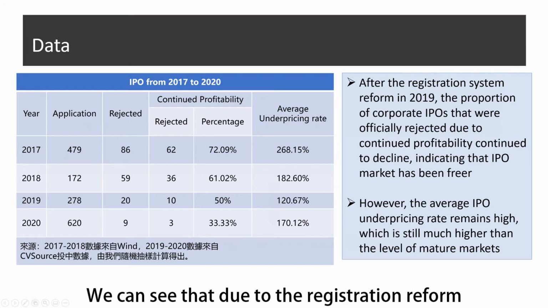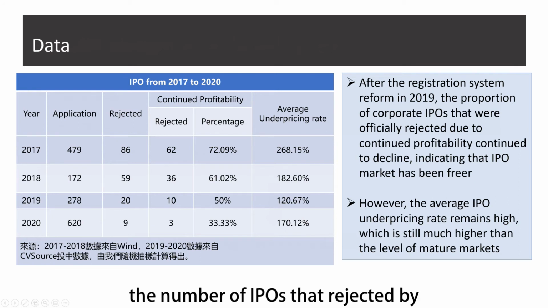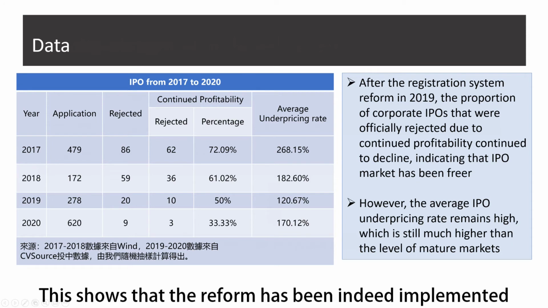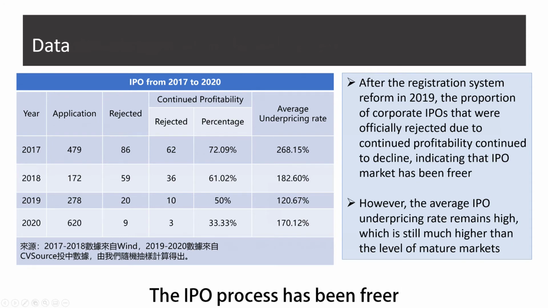We can see that due to the registration reform, the number of IPOs that are rejected by reason of continued profitability has decreased a lot since 2019. This shows that the reform has indeed been implemented. The IPO process has been freer.